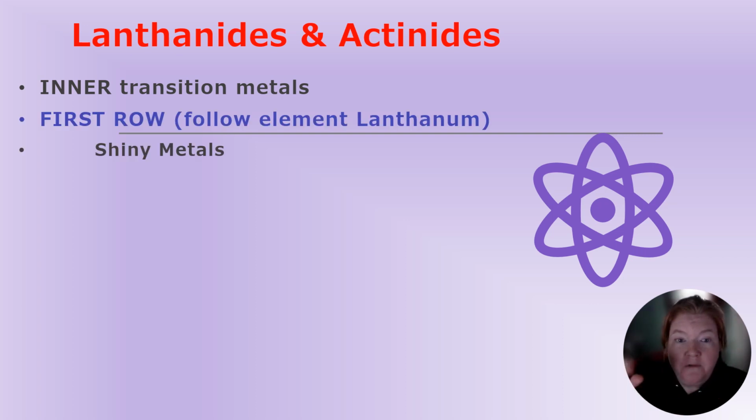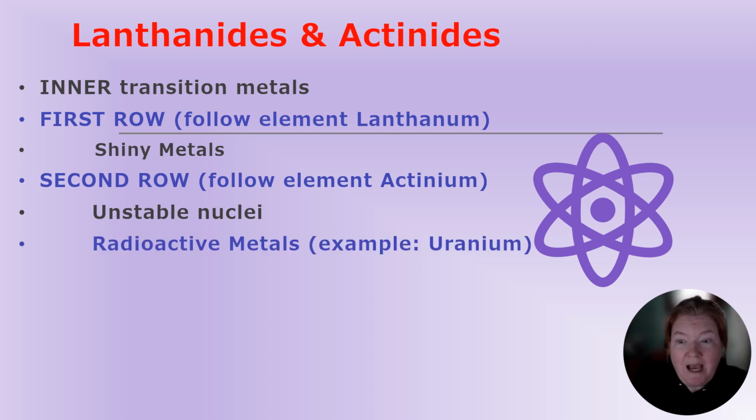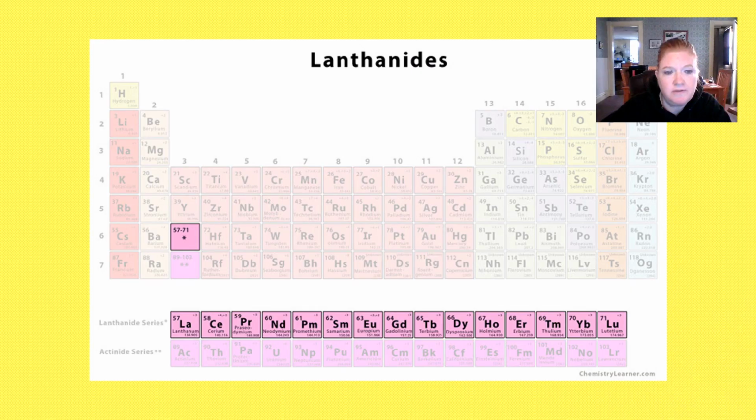The first row follows the element lanthanum, and those are typically shiny metals. The second row follows the element actinium, and those are typically unstable nuclei with radioactive metals, and an example of that is uranium. So look, right here, lanthanides, and they're put down here, but you'll see in a little bit where they would be if they didn't break the periodic table like this.